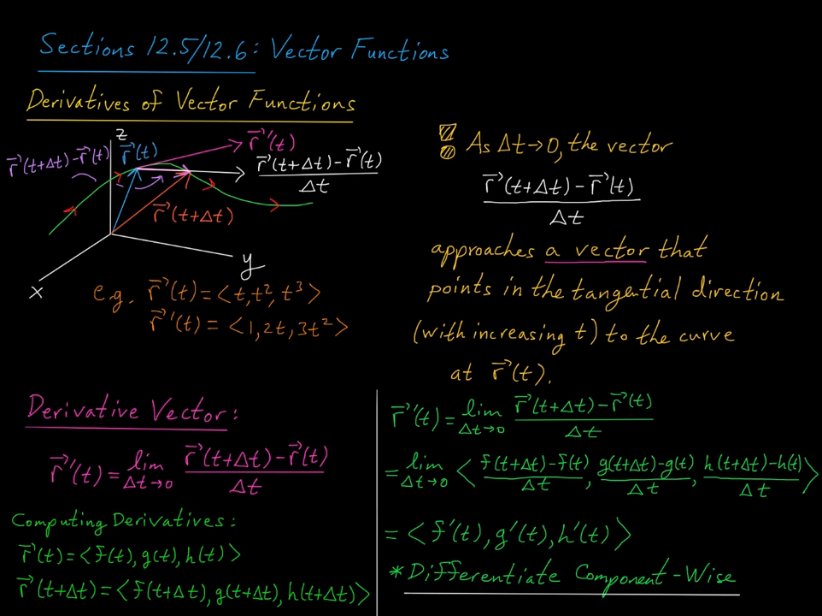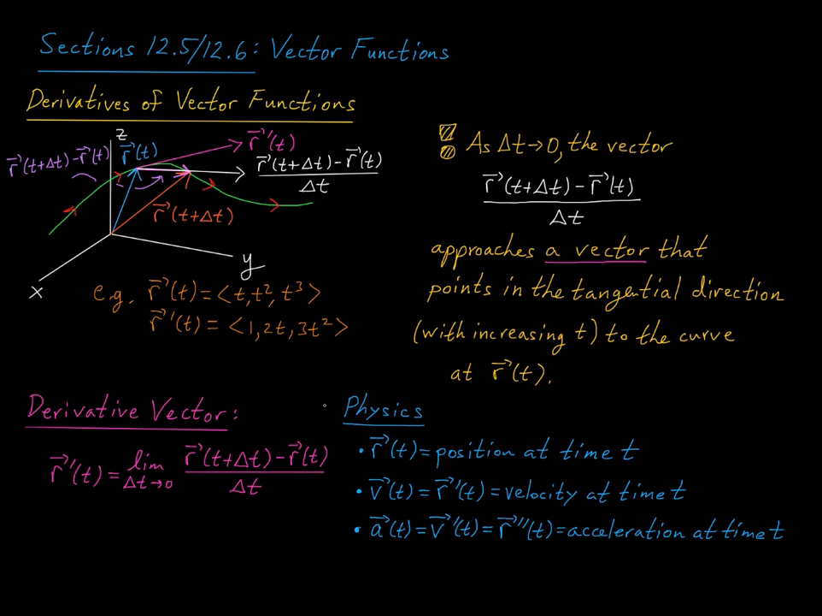Now the last thing I want to say here is that if we're thinking specifically about r of t as measuring the position of a moving object over time, then r prime of t is measuring the instantaneous rate of change of our position at time t. That, by definition, is just the velocity of the object at time t. So we can call that v of t. If you differentiate again, then you're looking at the instantaneous rate of change of the velocity with respect to t. That, by definition, is the acceleration of the object at time t, and that's also equal to the second derivative of r.